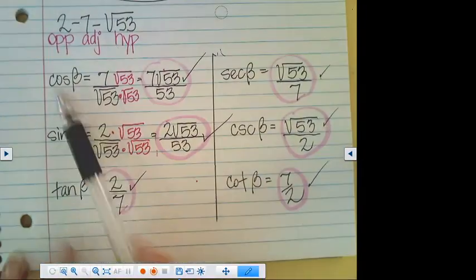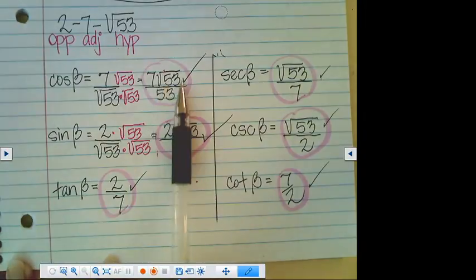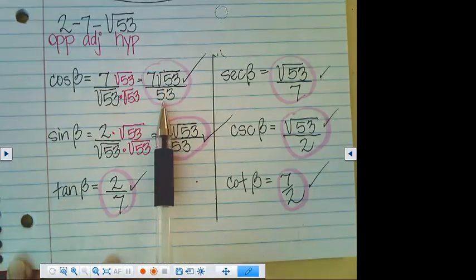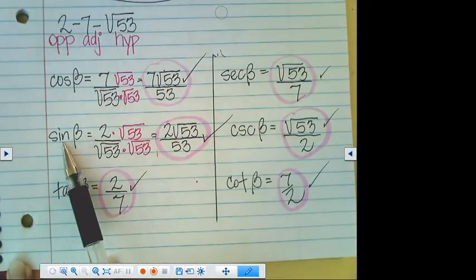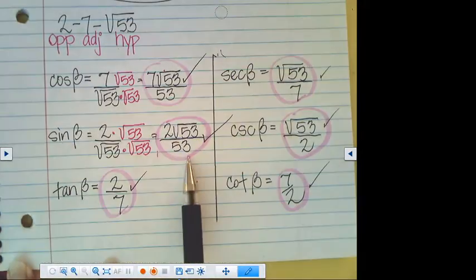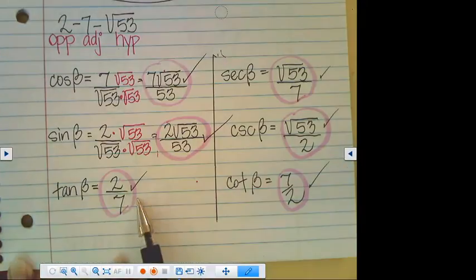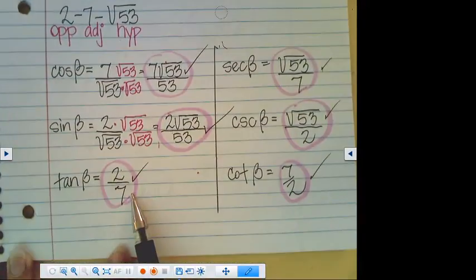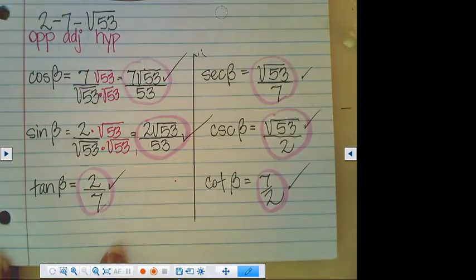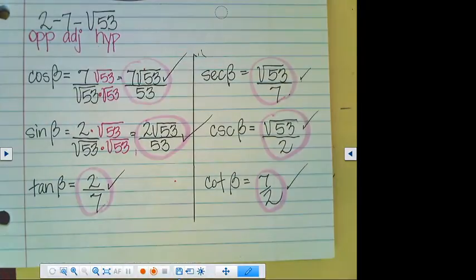Let's check those answers. The cosine of beta, our final answer should have been 7 square roots of 53 over 53. Your sine of beta answer should have been 2 square roots of 53 divided by 53. The tangent, the opposite over the adjacent, is simply 2/7. If you give the reciprocal of those values, we talked about this yesterday, but let me go back again.